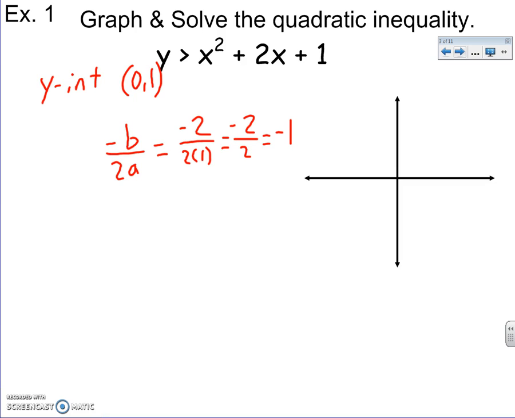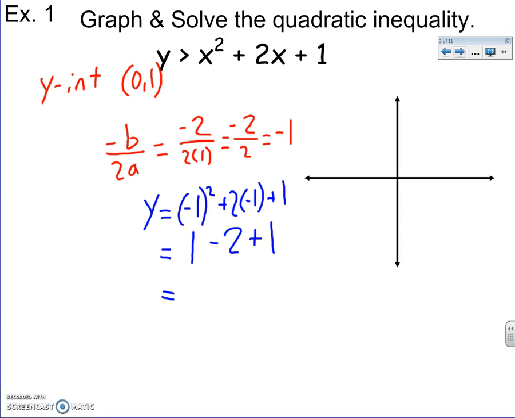I'm going to plug that in. So let's go a different color. So y equals, x is negative 1 squared plus 2 times negative 1 plus 1. That's positive 1. Minus 2 plus 1. 1 minus 2 is negative 1 plus 1 is 0. So I know my vertex is negative 1 comma 0. If you completed the square, got in the vertex form, you would have got that as well.